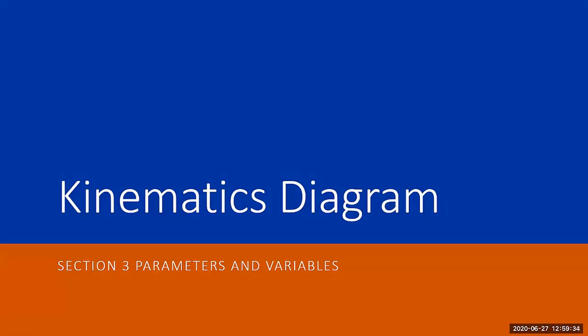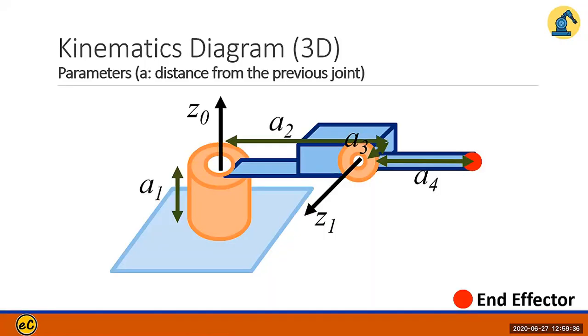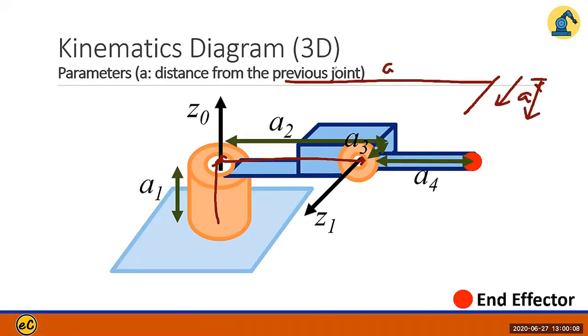Kinematic diagram, section 3, parameters and variables. First parameter, A. A is the distance from the previous joint point. So here, as you can see, A1 is from the base to the revolute joint location. So it's from here to here, that would be A1. A2 is from this joint point to this point. But here you actually go to here, there is actually an extra direction over here, that would be A3. And A2 is over here.